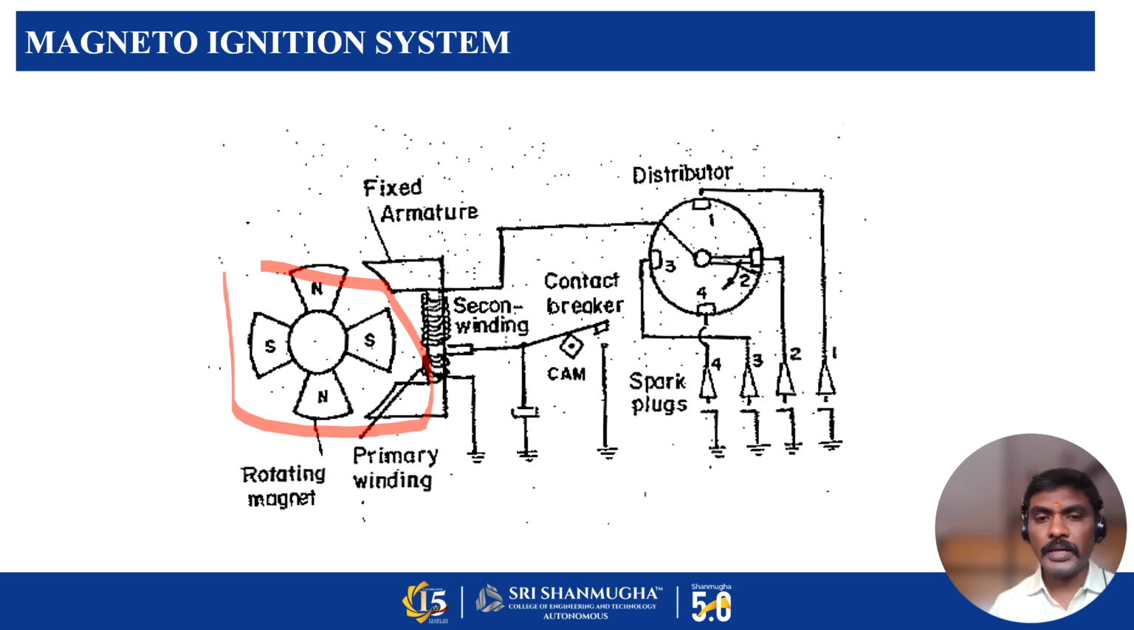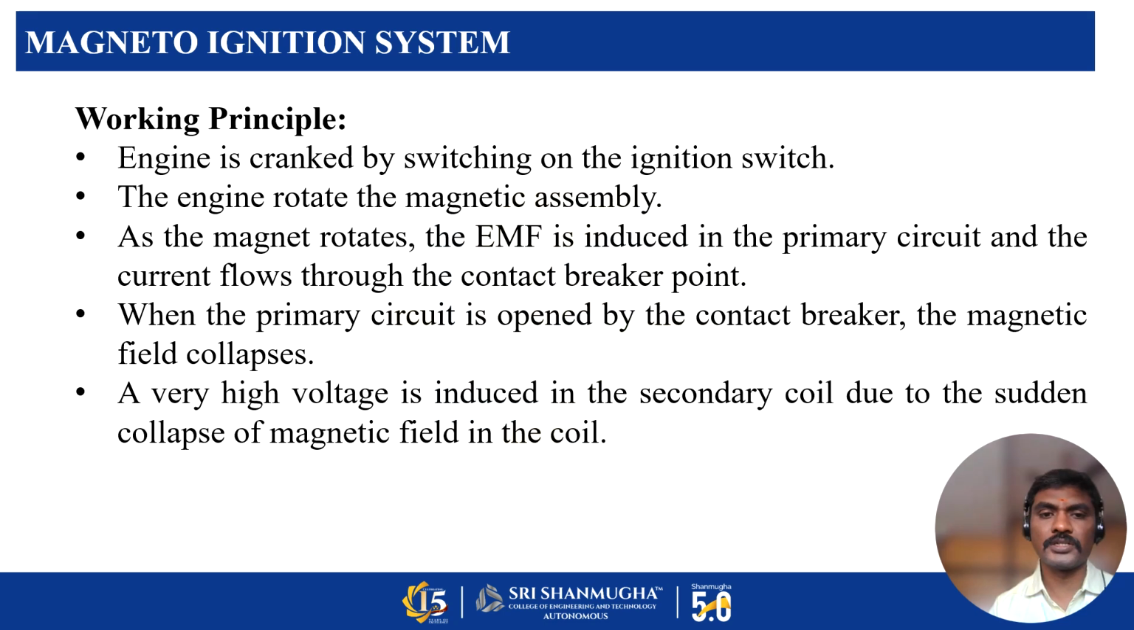If the contact breaker is closed, the circuit will be closed, so a normal current will flow and pass to earth. If the contact breaker is open, it will collapse the EMF and a high voltage will be generated in the winding. That high voltage current is passed to the distributor and it will produce the sequence of sparks in the cylinders. So this is the schematic arrangement of the magneto ignition system.